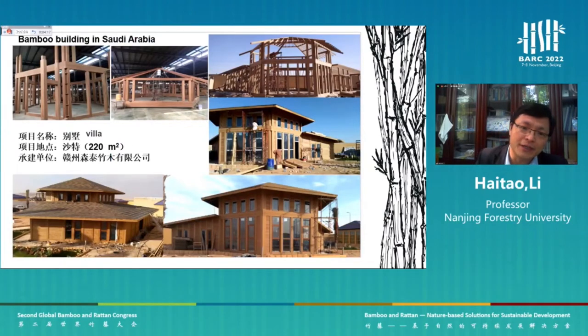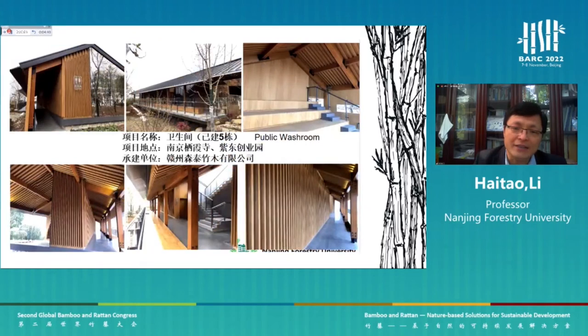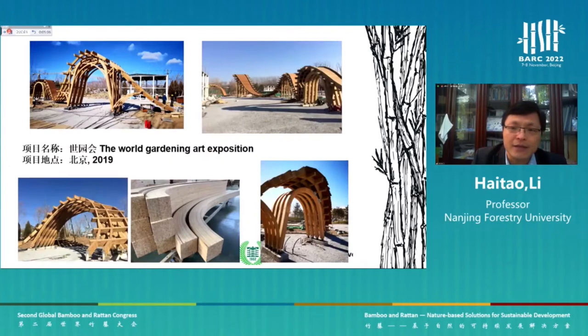This project was set up in 2016. It was a laminated bamboo villa with a building area of 220 square meters. It's a two-story living house. Besides the living house, laminated bamboo can be used for constructing toilets, a public washroom. These projects were finished in Nanjing at Qixia Temple and an industry garden. The project I show now was finished in 2019. Maybe someone has visited Beijing. It was exhibited in the World Gardening Art Exposition.